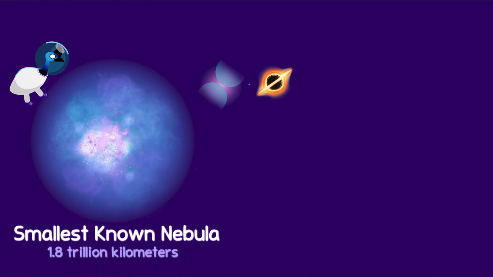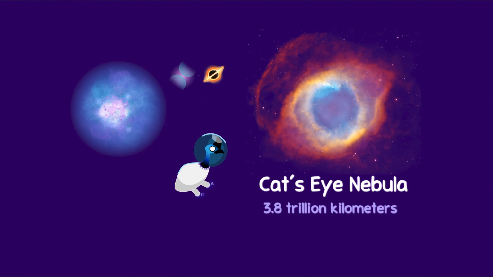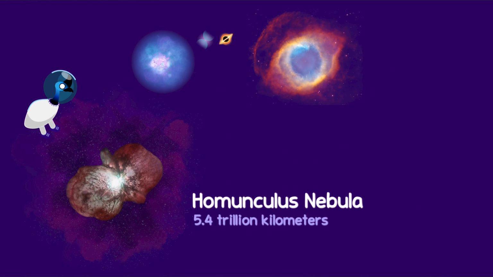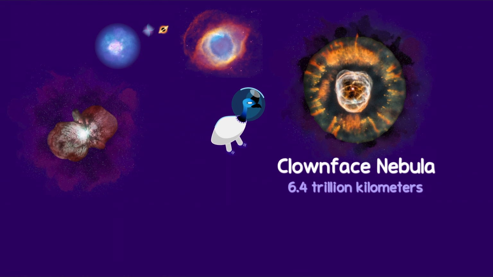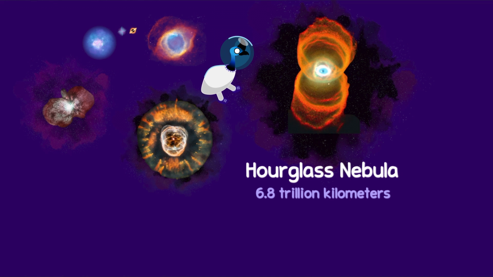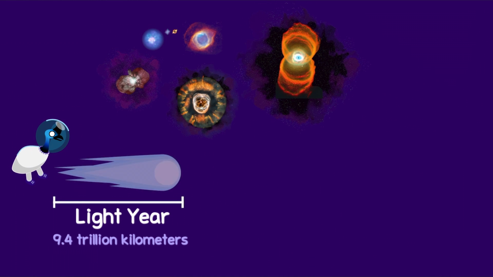Smallest known nebula, 1.8 trillion kilometers. Cat's Eye Nebula, 3.8 trillion kilometers, the remnants of a star about 5 times more massive than the Sun. Homunculus Nebula, 5.4 trillion kilometers, a cloud of gas and dust expelled by the Eta Carinae star. Clownface Nebula, 6.4 trillion kilometers, a colorful cosmic cloud resembling a clown face. Hourglass Nebula, 6.8 trillion kilometers, glowing cosmic clouds forming an hourglass shape in deep space. Light year, 9.4 trillion kilometers.